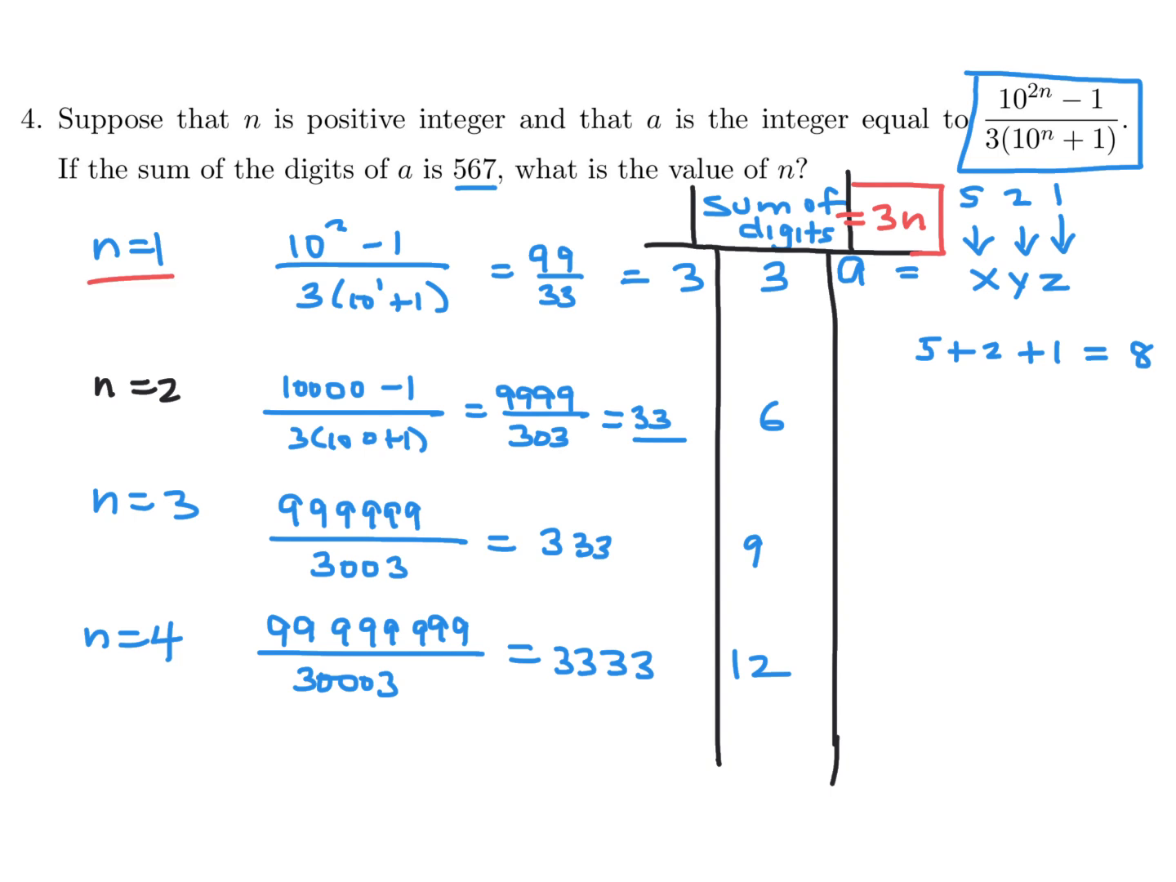Yeah, because when n is 1, it's 3. When n is 2, it's 6. When n is 3, it's 9. N is 4, it's 12. 3n. Now, we want the sum of the digits to be 5, 6, 7.